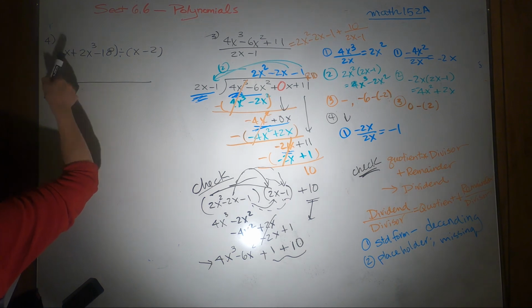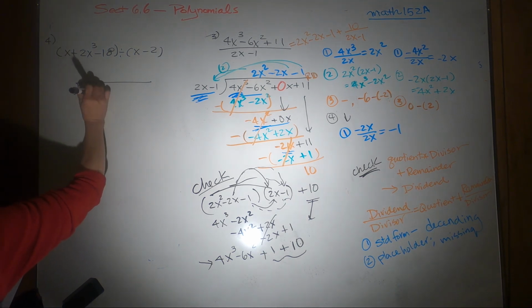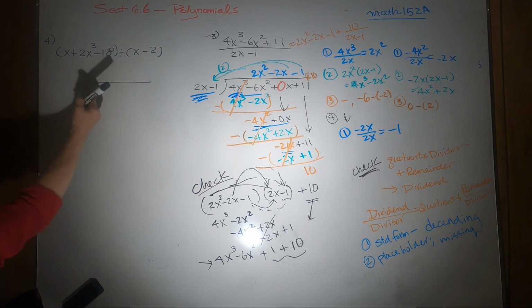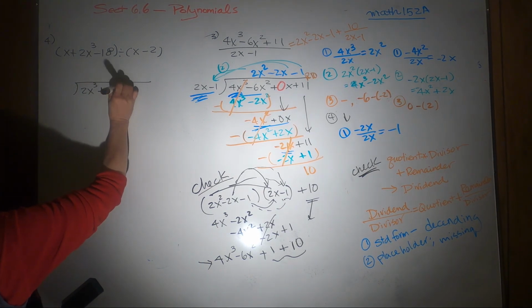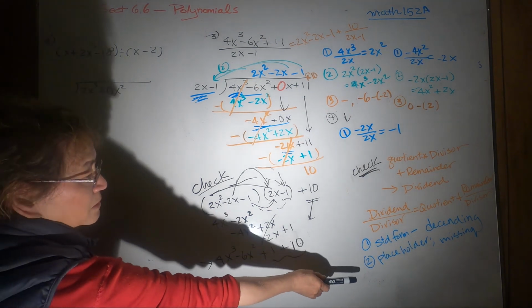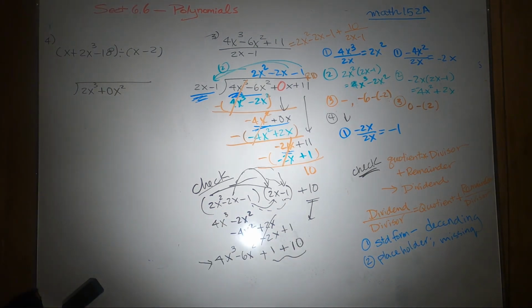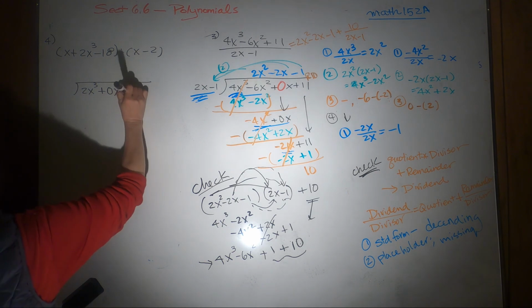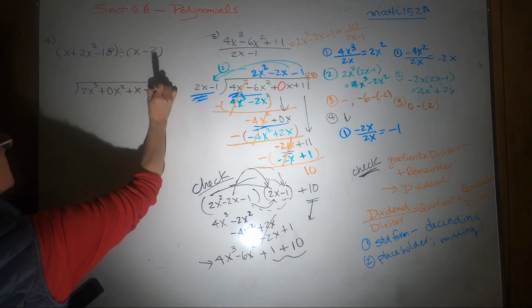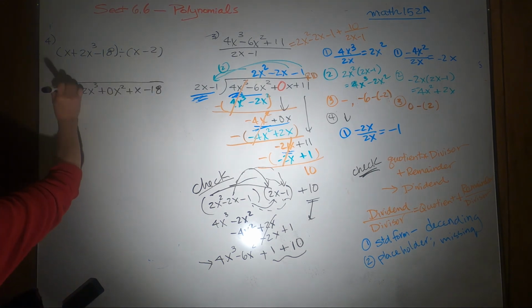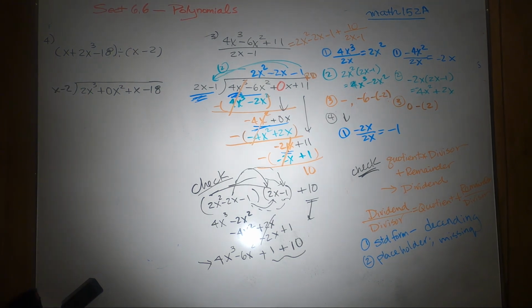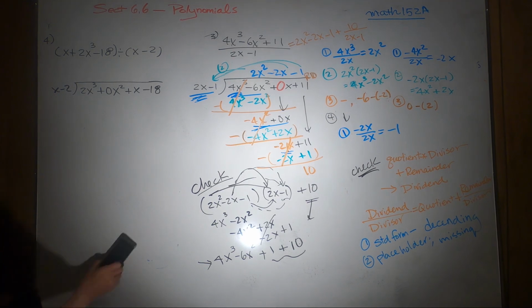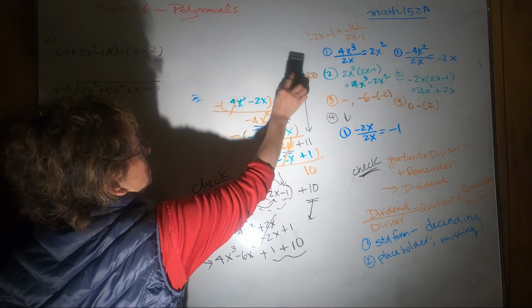So, numerator. So you have 2x cubed. Where's your square? Not there. So you need to put a what? Space holder, right? For the missing term. Then plus x minus 18 divided by x minus 2, right? So let's just do it together.